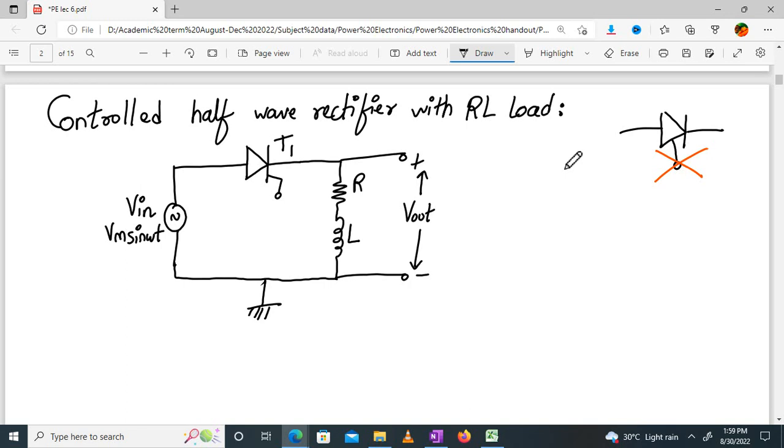Now we have to just draw the waveforms for this circuit. In drawing the waveforms, we will explain the working also. Now we have to combine two concepts. First is, when does the thyristor turn on? Second, what happens when the current flows through the RL load? So if you have understood both the concepts, draw the waveforms one after the other.